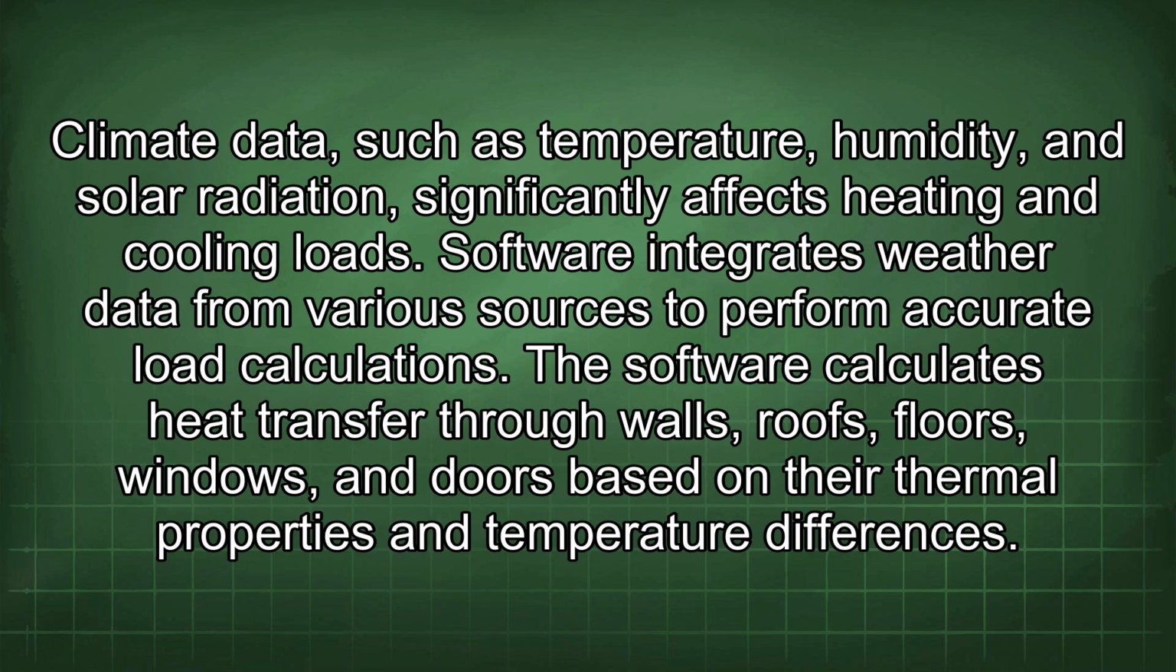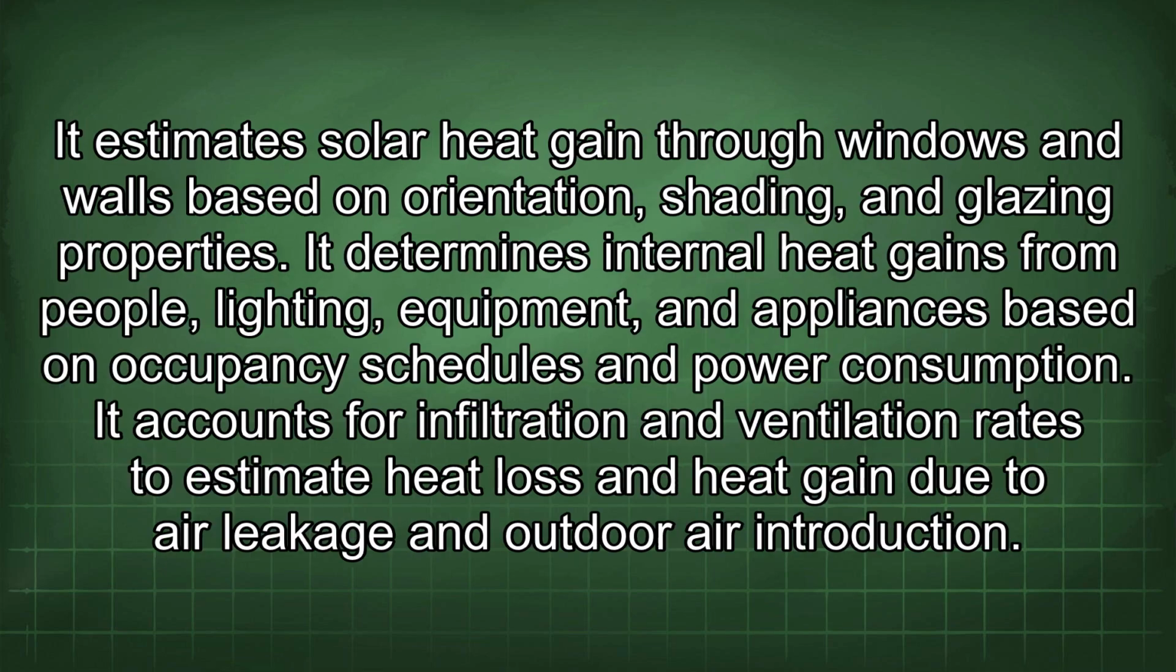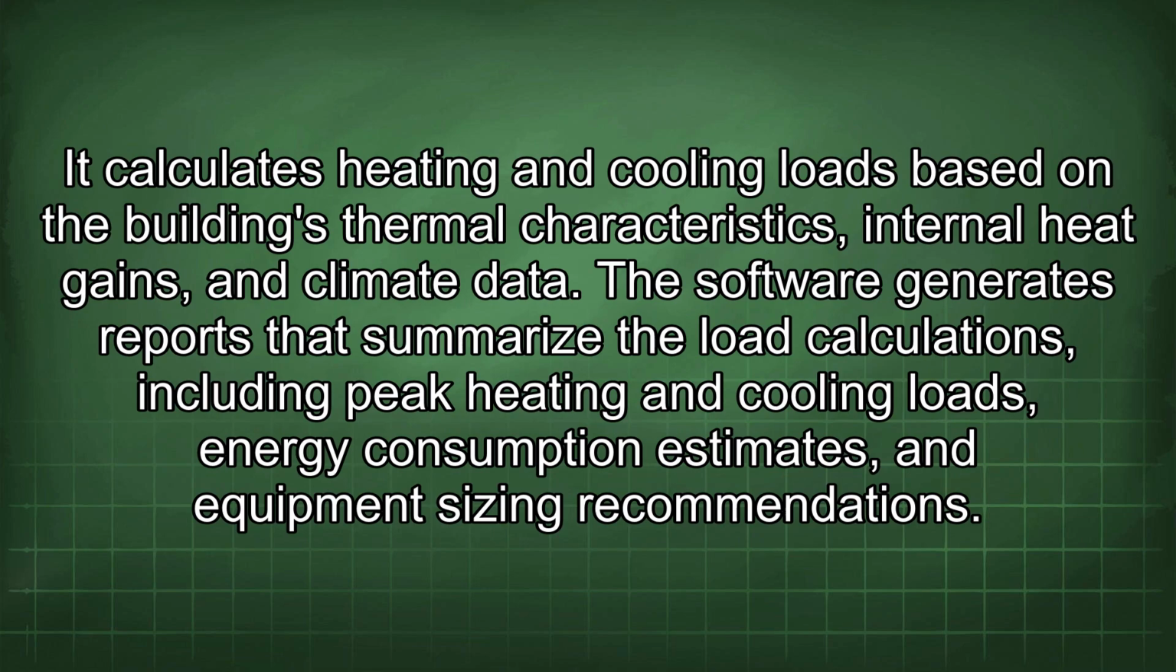The software calculates heat transfer through walls, roofs, floors, windows, and doors based on their thermal properties and temperature differences. It estimates solar heat gain through windows and walls based on orientation, shading, and glazing properties. It determines internal heat gains from people, lighting, equipment, and appliances based on occupancy schedules and power consumption. It accounts for infiltration and ventilation rates to estimate heat loss and heat gain due to air leakage and outdoor air introduction. It calculates heating and cooling loads based on the building's thermal characteristics, internal heat gains, and climate data.